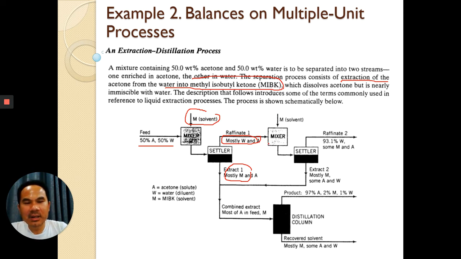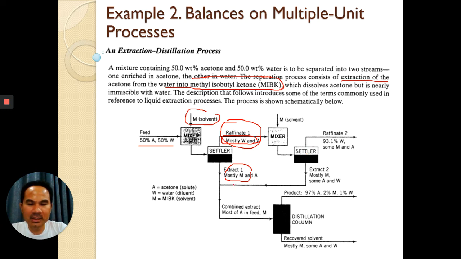And then you mix again. You add a new solvent M and mix with the raffinate. We call the upper phase the raffinate and the lower phase the extract phase. So you mix solvent with raffinate, and then you let it settle. The top phase is raffinate 2. The bottom is extract 2.